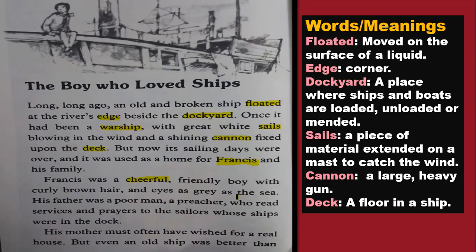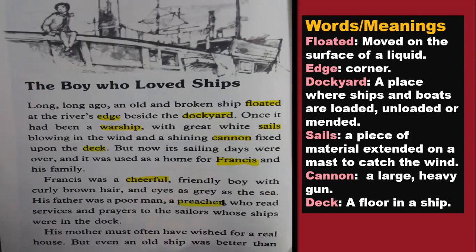Now you remember we did the similes, as brave as a lion, as cold as ice. So it is also a simile here, that his eyes were as gray as the sea. That is, his eyes were like the grayish color of the sea. Okay, his eyes were gray. And who was his father? His father was a poor man. That means they were not rich people, and he was a preacher.